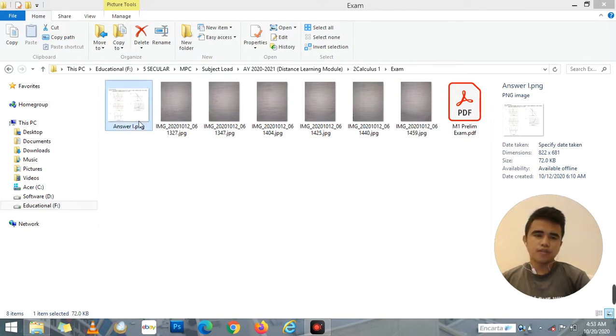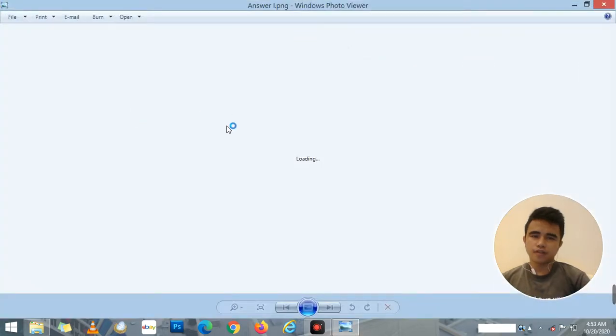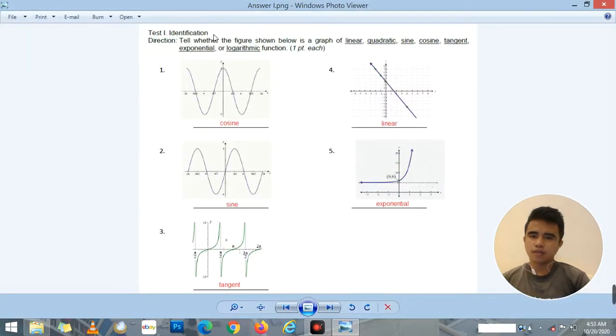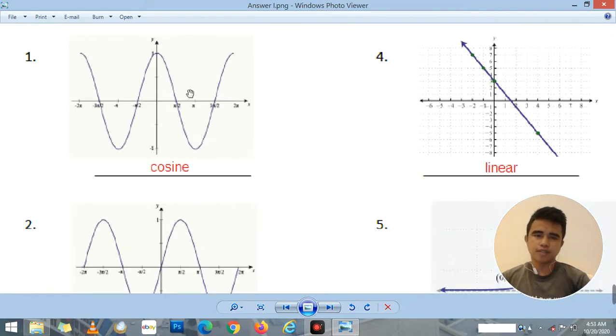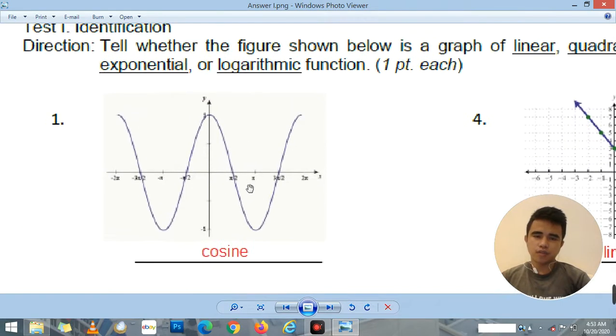To begin with, let's have test number 1, identification. The direction: tell whether the figure shown below is a graph of a linear, quadratic, sine, cosine, tangent, exponential, or logarithmic function. This is 1 point each, and we have 5 items. Let's have first number 1.